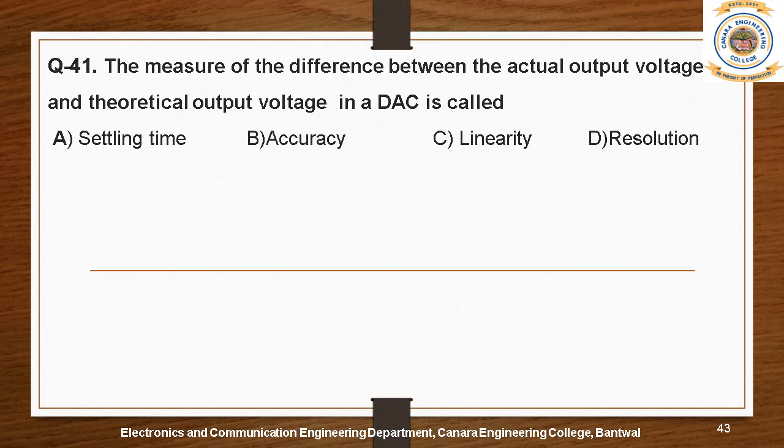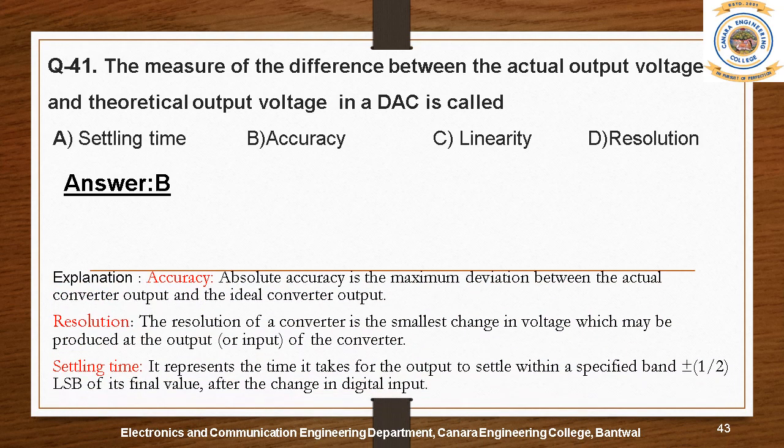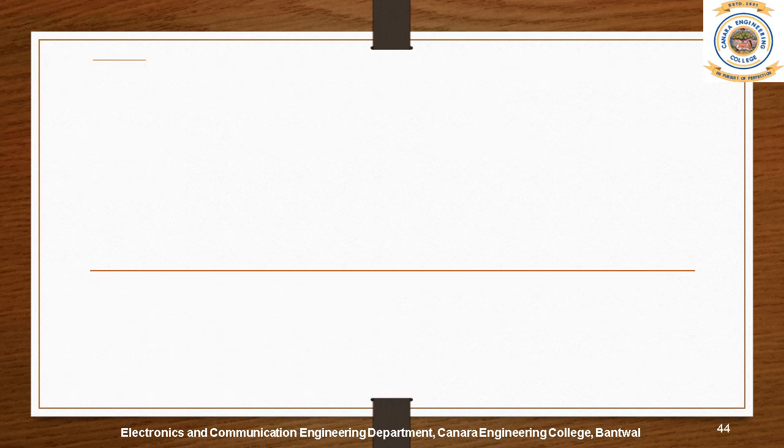The measure of difference between the actual output voltage and theoretical output voltage in a DAC. DAC is digital to analog conversion. It is accuracy. The output voltage, how much has to come according to theory, and the actual output which comes after the circuit is rigged up. The difference is called accuracy. Accuracy, resolution, and settling time are all different parameters used in digital to analog conversion.